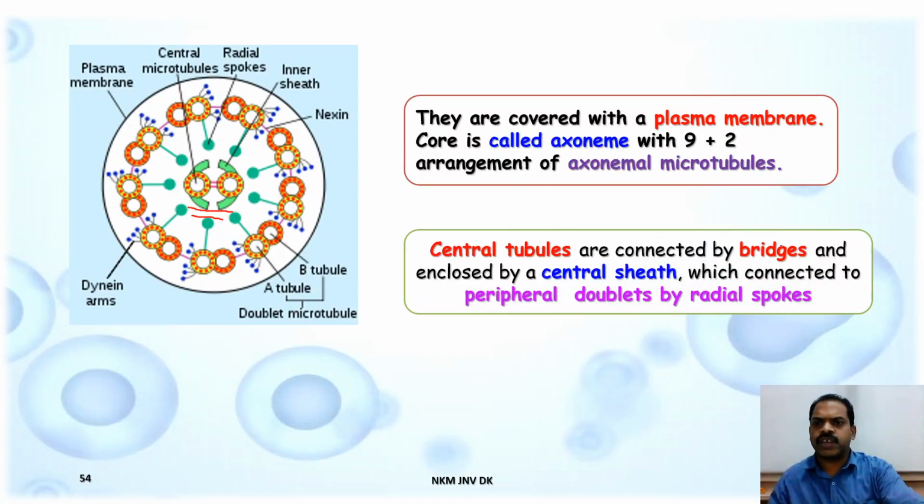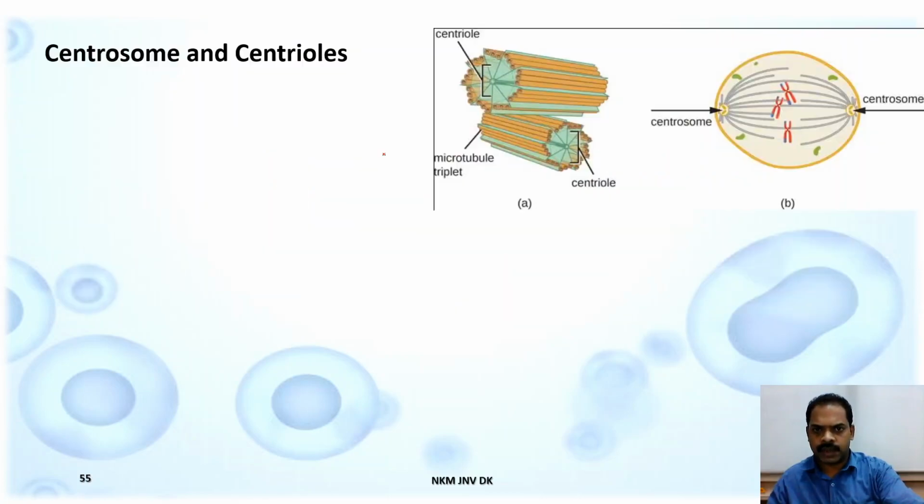And the central tubules, you can see both central tubules are connected by bridges. There is a sheath which covers the central tubules, and it connects to the peripheral doublets. But two are there. The peripheral doublets are connected by radial spokes. So these are the particular features of the cilia as well as flagella.